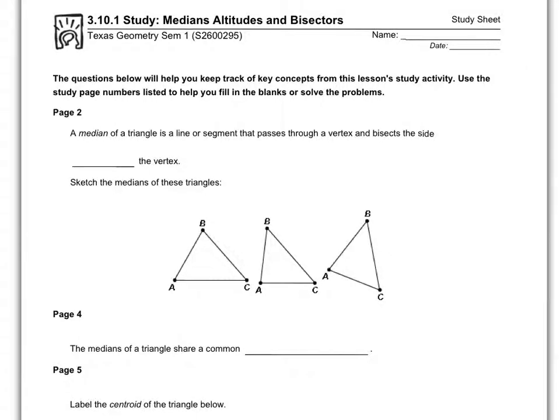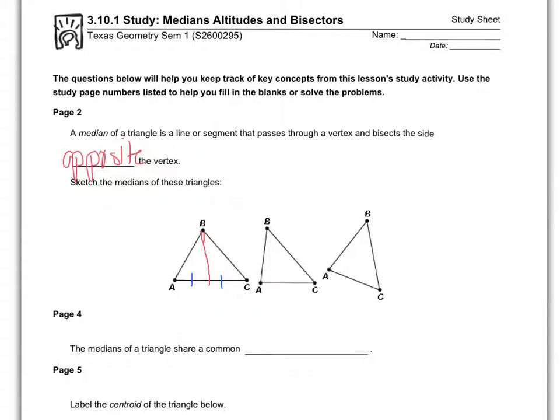So we're talking about different pieces of triangles, such as medians, altitudes, angle bisectors, and perpendicular bisectors. So a median, the first one we're going to talk about, is a line segment that passes through the vertex and bisects the side that is opposite the vertex. So if I were to draw a median, I could start at B and it would go down to this side AC, and what it does is it splits AC in half.